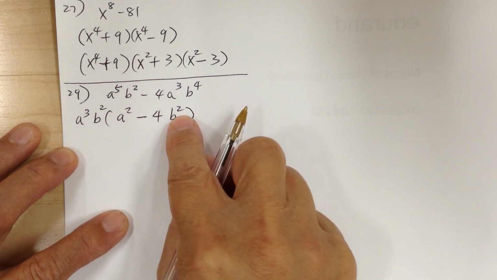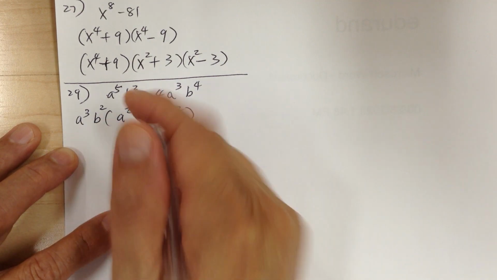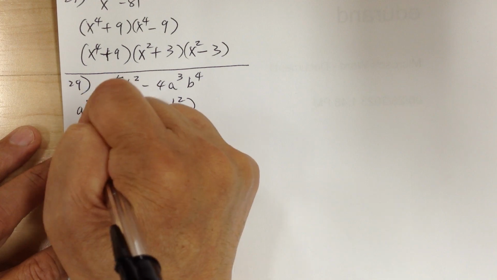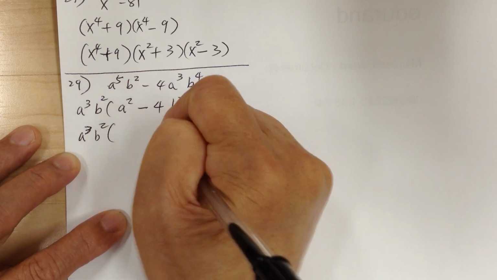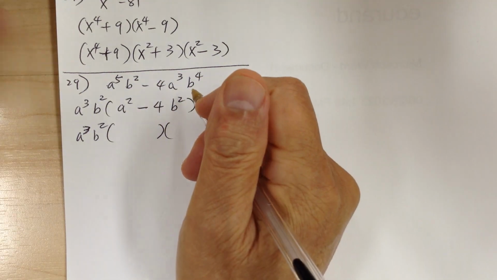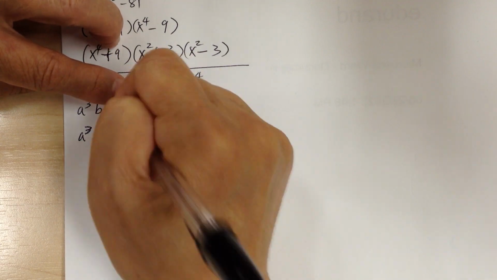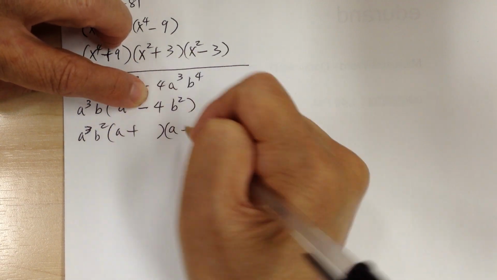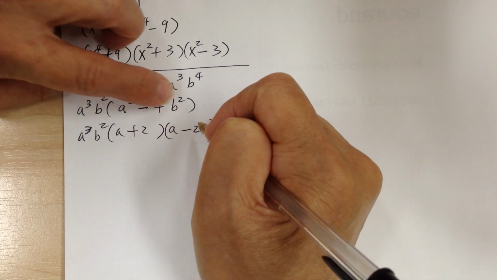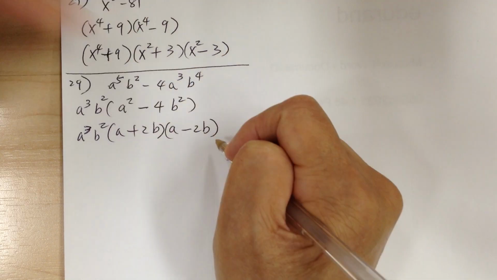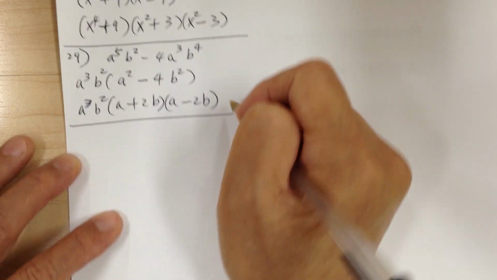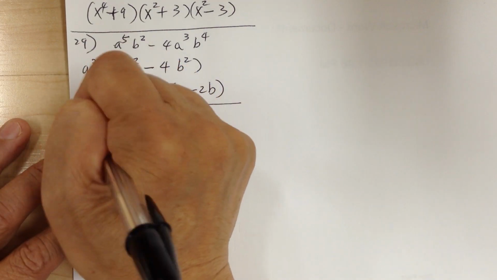Now this is perfect, this is a difference of squares. So you can do step 2a. To get that, I need a times a to give me a squared, plus times minus gives me minus, 2 times 2 gives me 4, b times b gives me b squared. Okay, so make sure at every point you go through the checklist.